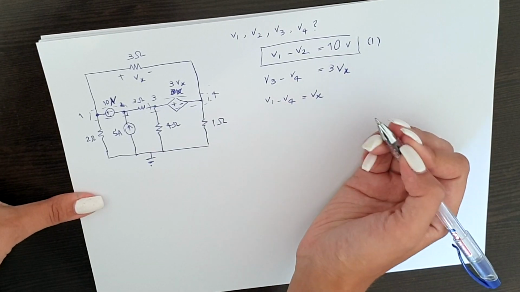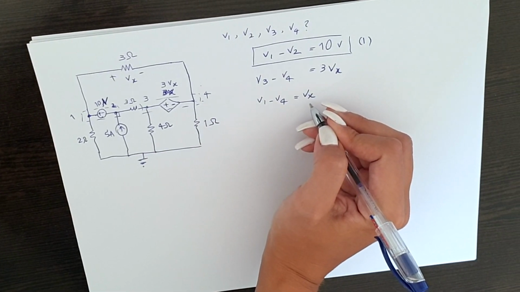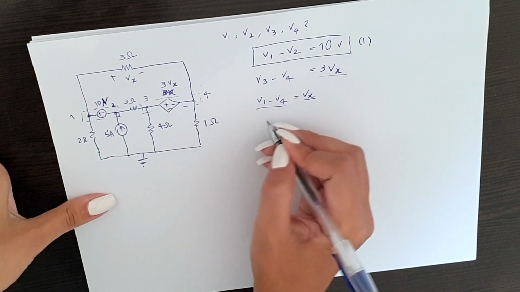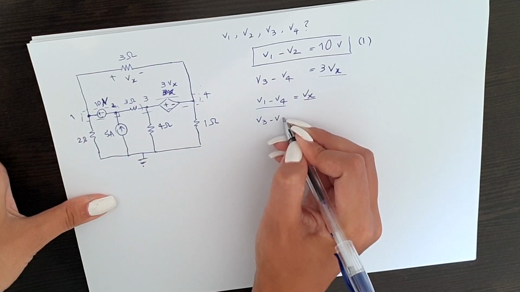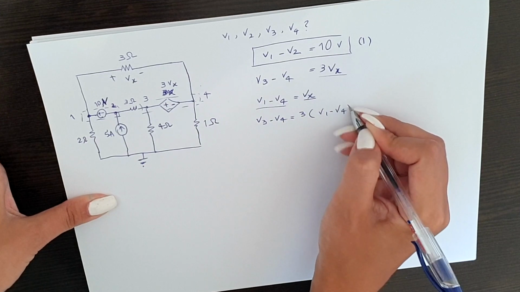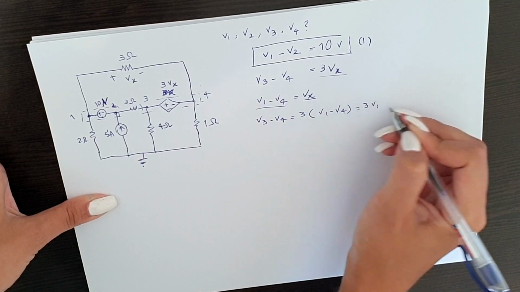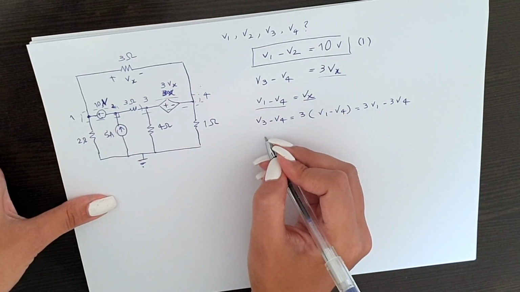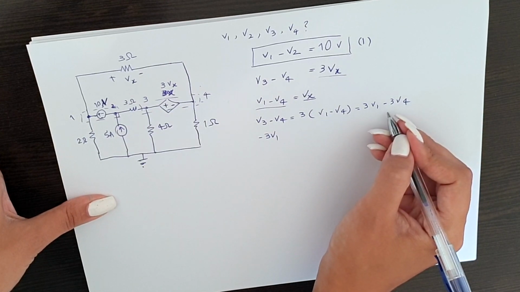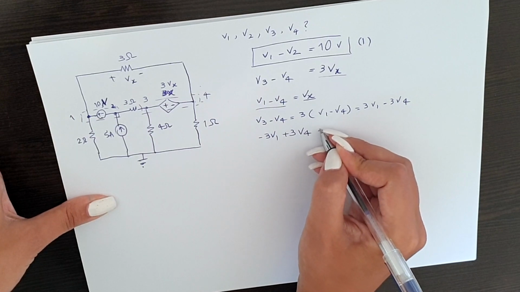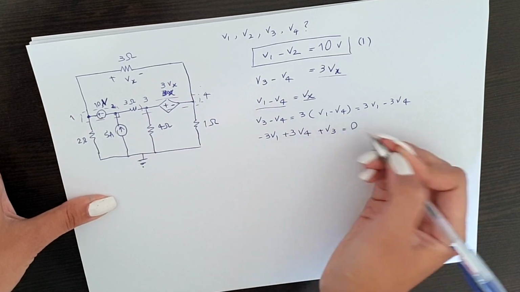Here, what do we do? We substitute Vx with V1 minus V4 in here. So we say V3 minus V4 is equal to 3 times V1 minus V4, as easily as that. This is equal to 3V1 minus 3V4. Then if we take everything to one side, we're gonna have minus 3V1, plus 3V4, plus 3V4, plus V3 is equal to 0.